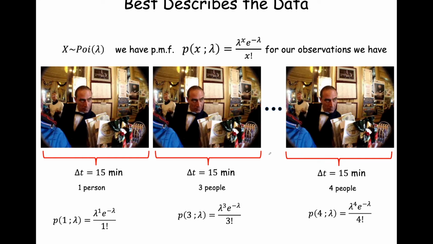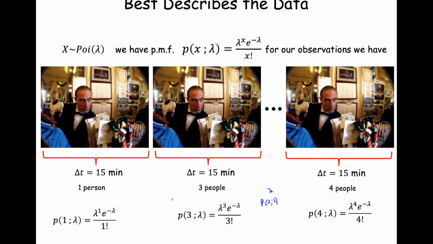Now, of course, if we had some other measurements, we would do this for every single sample, right? So if we had another observation here, let's say it was 2 people, we'd evaluate p of 2 indexed by lambda. So we do this for every sample we have. If you have 100 samples, it would be 100 evaluations. I'm just showing you these 3, okay?